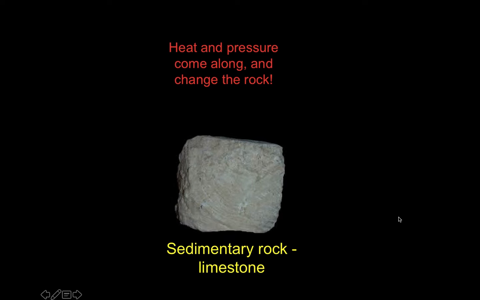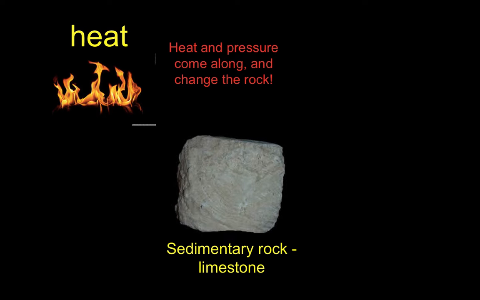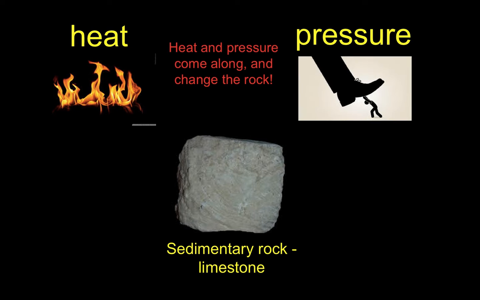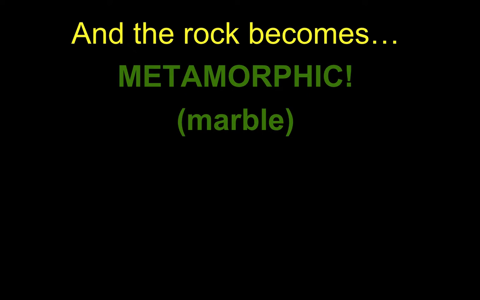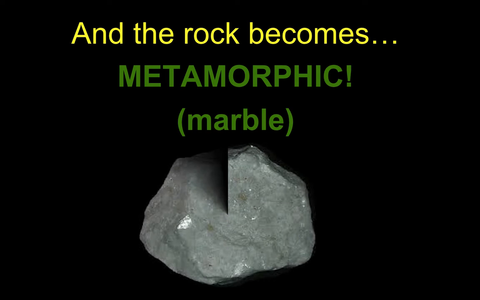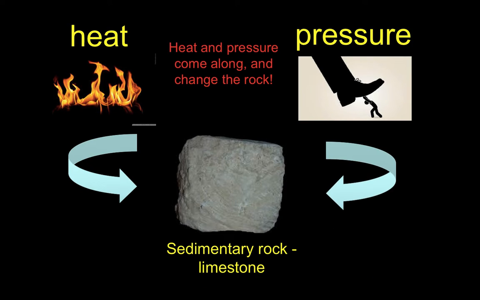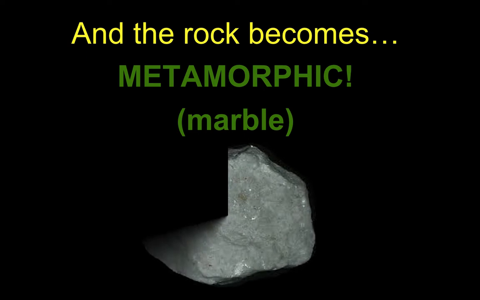Then came along heat and pressure, and they changed the rock. So we had a sedimentary rock that was limestone, and you add heat, which is fire or sun, and you add pressure, which is not necessarily stepping, but the pressure of all the layers. And the rock becomes metamorphic. It turns into marble. So I want you to look at this. Sedimentary rocks, which is a limestone. If you add heat and pressure to it over a long period of time, it becomes marble.